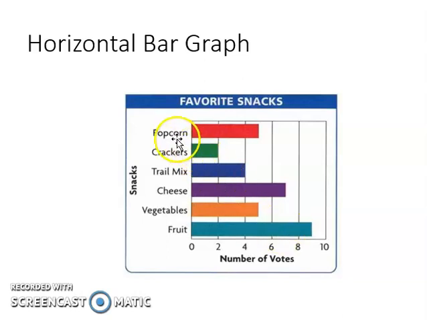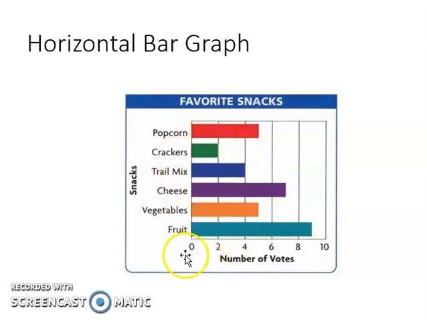So here is the list of snacks. You have fruits, vegetable, cheese, trail mix, crackers, and popcorn. Trail mix is an example of snacks, a combination of snacks in one packet. And then here is the scale, and here is the vote of the students. How do they gather this? They give a questionnaire and the student will pick which snack is their favorite. After collecting the papers, they will count them one by one, and after that, they will put it into the graph.